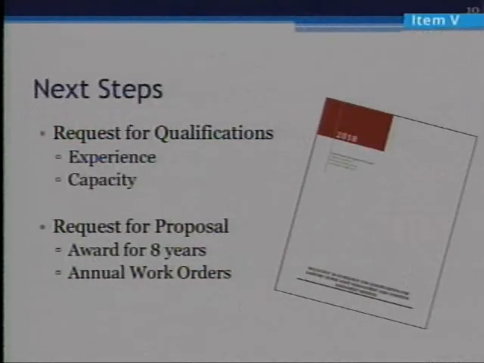The next steps, as you may have seen, is the request for qualifications, which is on the docket today. In that, we're going to be looking for qualified vendors with past experience on similar-sized municipalities or scope of work, as well as the capacity to handle the annual footage that we're requiring. Once we're able to select the qualified vendors, then we'll put out the request for proposal. We're going to be issuing it for 8 years, with work orders issued annually for the previous year's work performance.